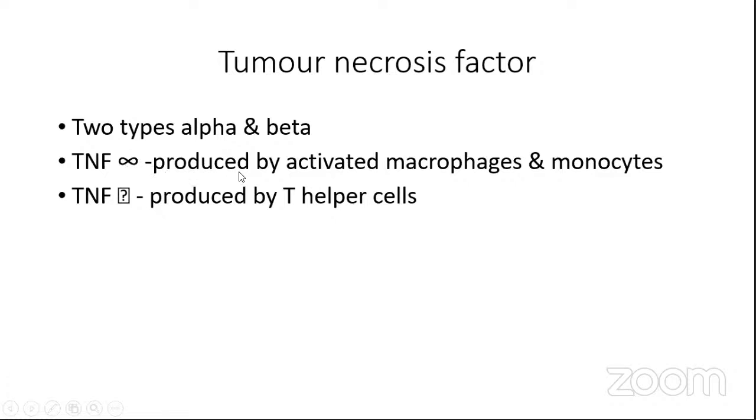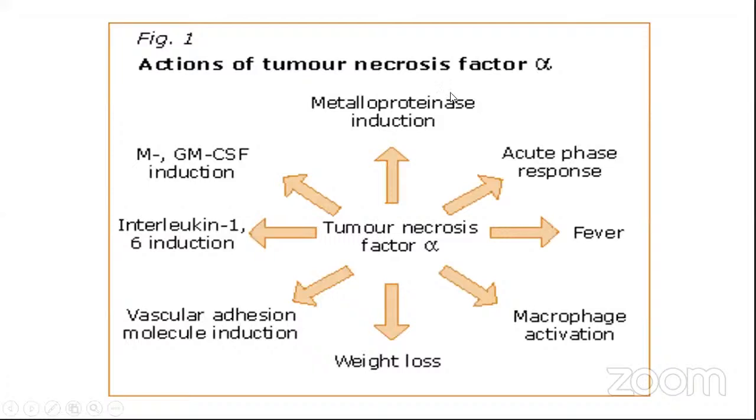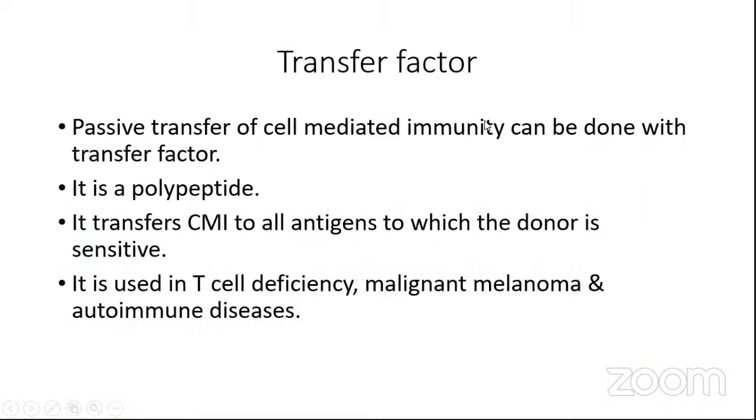Then there is another factor called the tumor necrosis factor, which is of two types, alpha and beta. Alpha is produced mainly by activated macrophages and monocytes, and tumor necrosis factor beta is produced by T helper cells. The main function is that they act as an acute phase response. They produce fever, macrophage activation, weight loss, vascular adhesion, interleukin 1 and 6 induction, and granulocyte monocyte colony stimulating factor induction. So it activates all the immune responses which are responsible to tackle an infection.